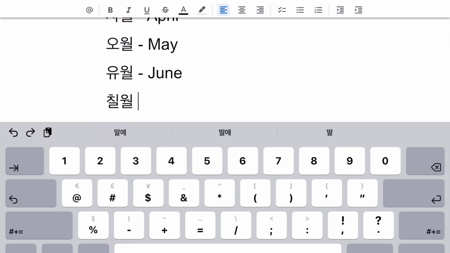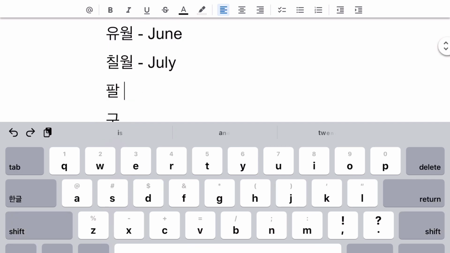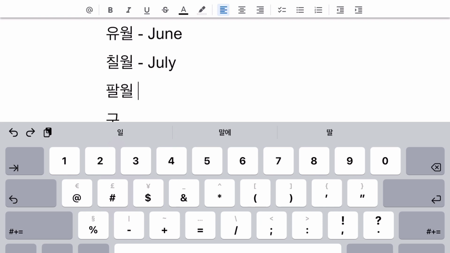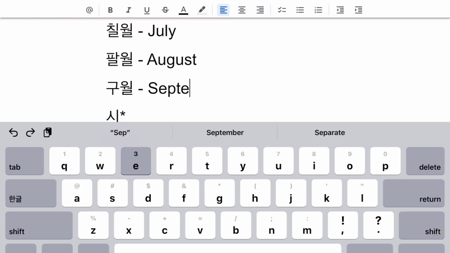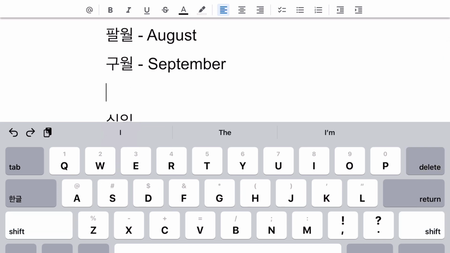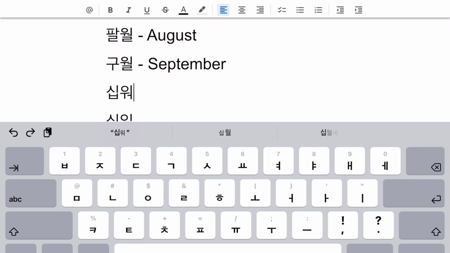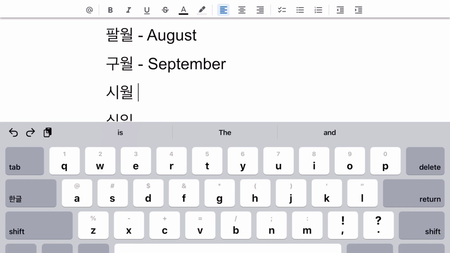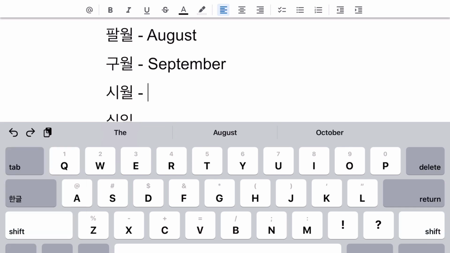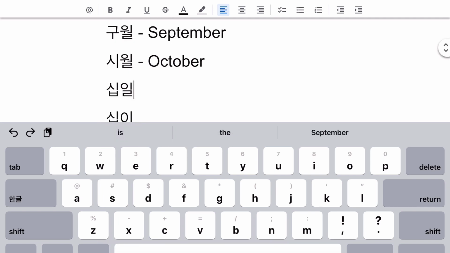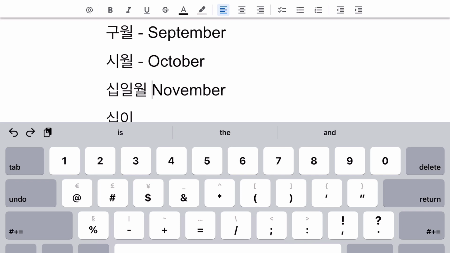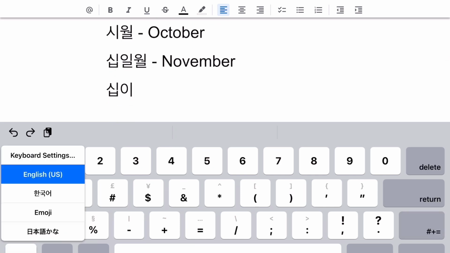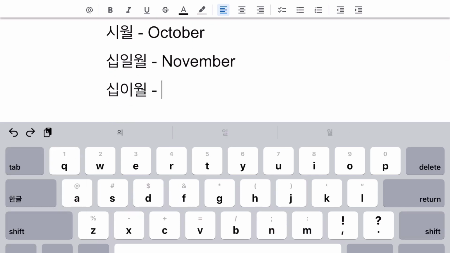Then 7월 is July, the 7th month. This month is 8월, August. 9월, September, and then we have another exception down here. Instead of it being ship-war, we need to remove the B from the ship and add war. 10월 for October. And I guess that is a bit easier to say. Feels a little less awkward. Then this is 11월, November, and 12월, December. I think pretty easy to remember as long as you know the first 10 numbers.